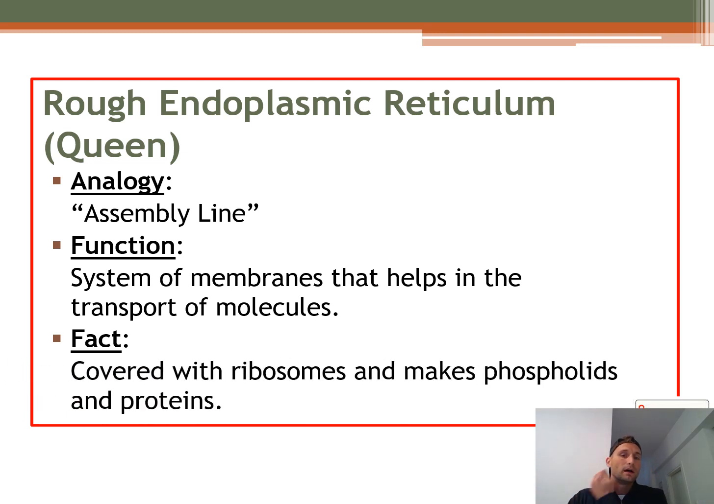Rough ER are rough because under a microscope, they kind of look grainy. It looks almost like they're covered in sand. And it's not sand that they're covered with, it's actually ribosomes. And because of that, these will make special types of phospholipids, and they'll also make proteins, which is what ribosomes are building.